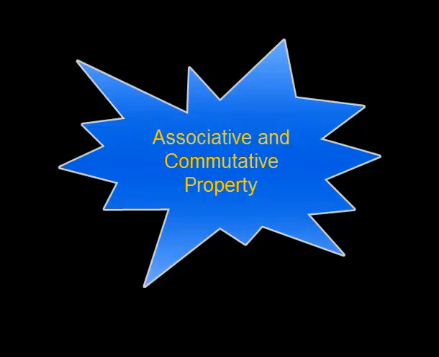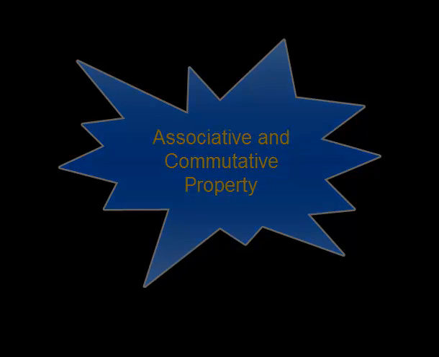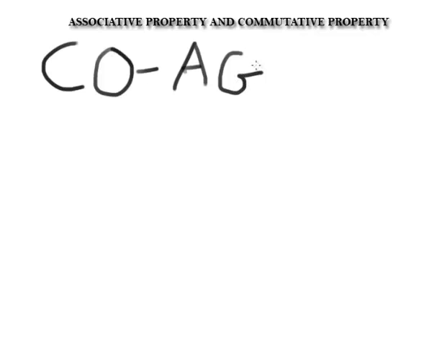Alright, so for this lesson we'll take a look at the associative property and the commutative property. And a nice way to remember which one is which is using COAG, C-O-A-G. The C stands for the commutative property, okay? And the O tells you that the order doesn't matter with the commutative property.